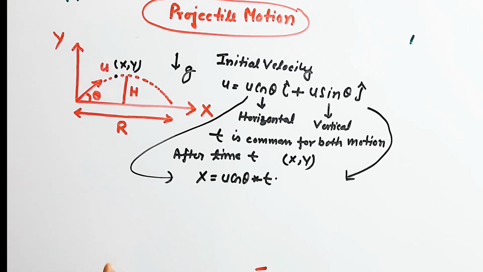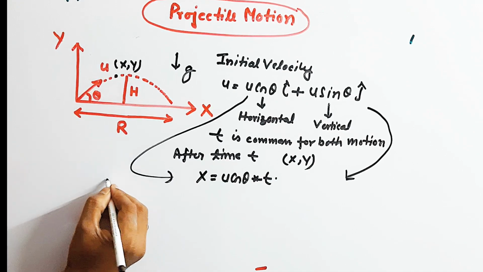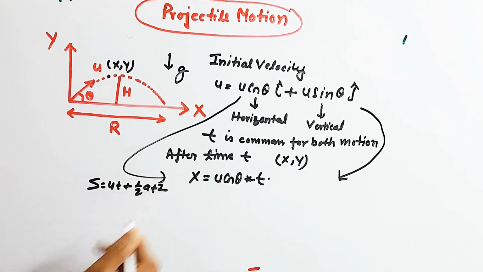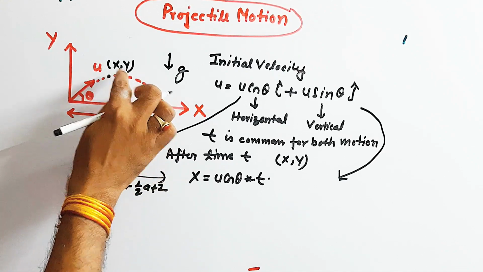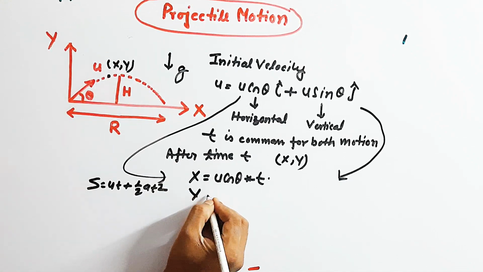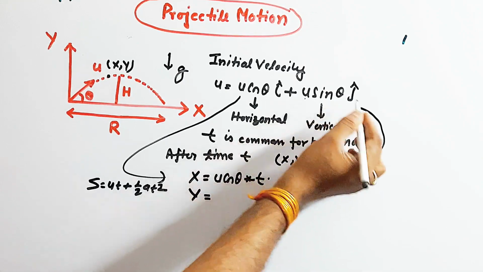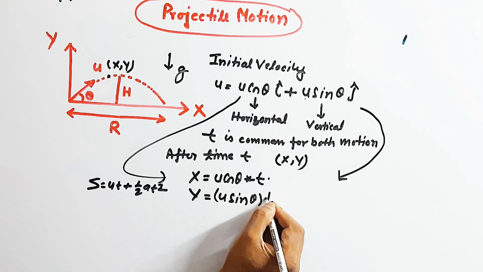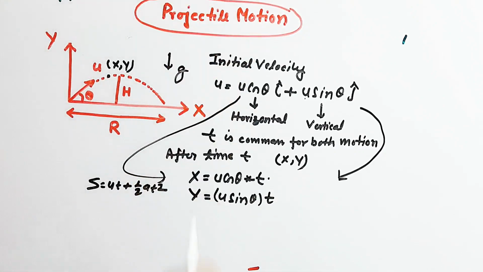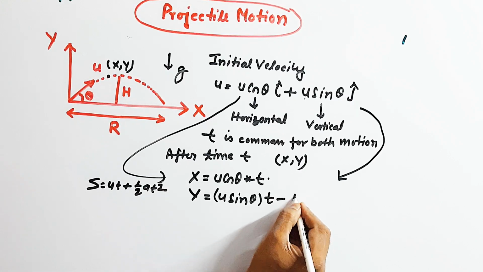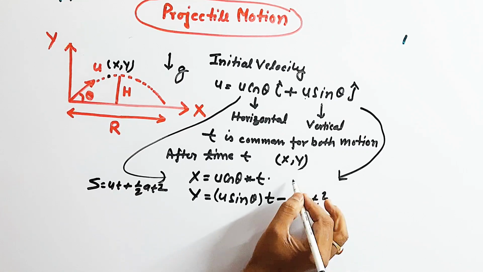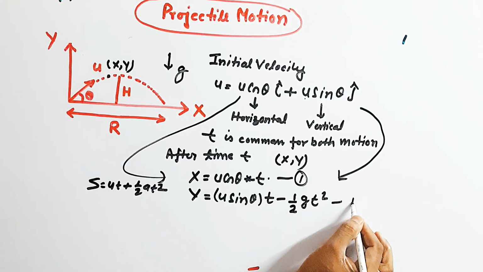Hence, we have to use the second equation of motion, that is s = ut + half at square. So if you replace s by y, y = ut, where u is u sin theta, and since g is acting downwards, a negative sign will come: y = u sin theta t minus half g t square. So this is equation number 1, this is equation number 2.